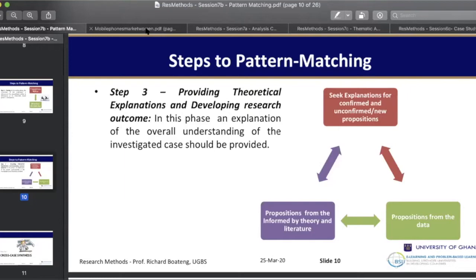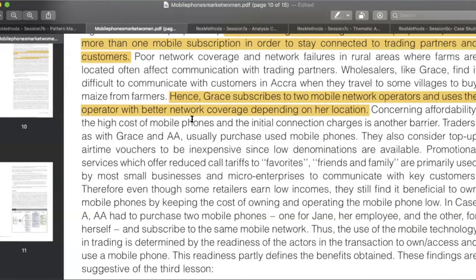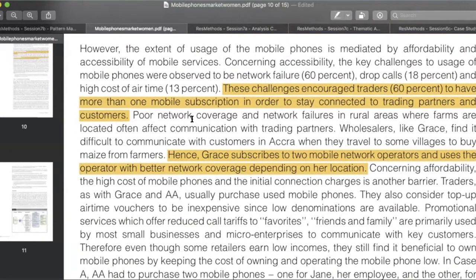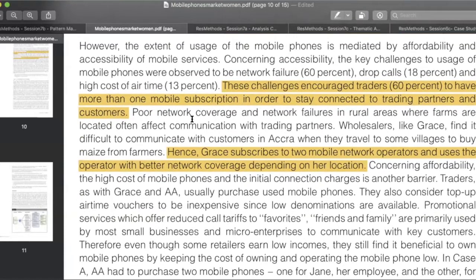Concerning affordability. Oh, somebody says they can't see what I'm sharing now. Sorry. Let me, can you see now? Good. So I'm using this paper, Mobiles and Market Women in Trading. I'm on page 10. Some of you have the paper. So let's continue, start again.